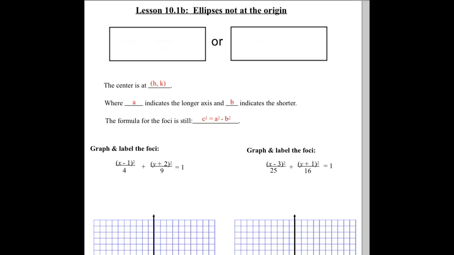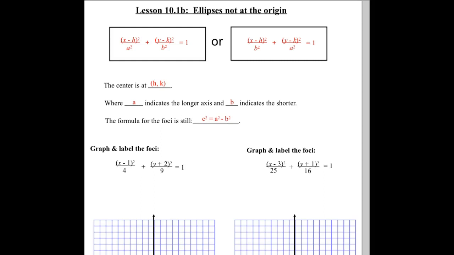Our 2 equations. Almost identical to what we had yesterday, except instead of x squared, we have x minus h quantity squared. Instead of y squared, we have y minus k quantity squared. Kind of like the circle equation that we were using. All right, I'm just going to pause the video, let you have a chance to write this stuff down.